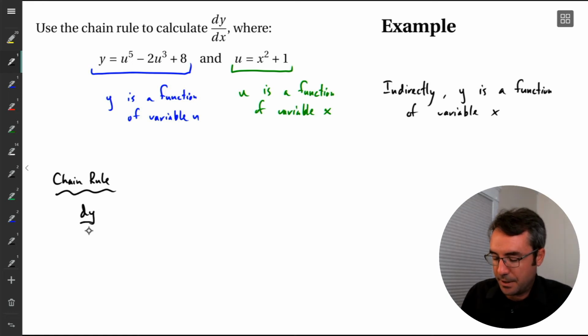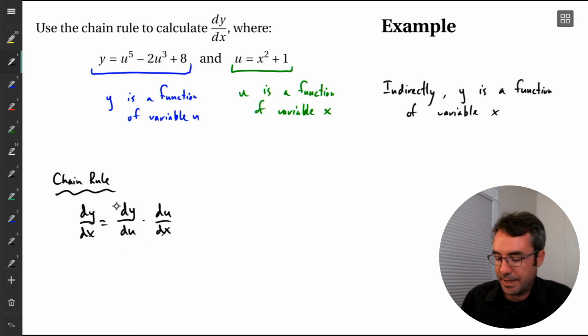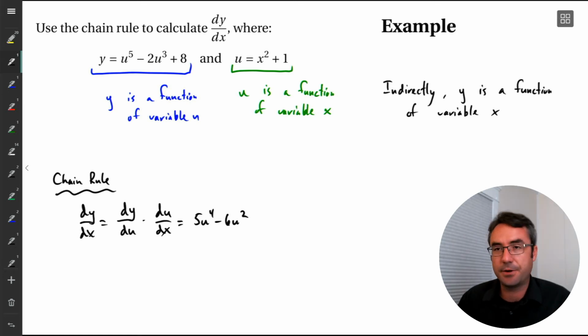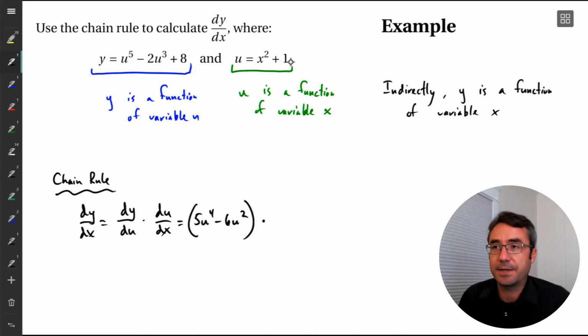So our chain rule says the derivative of y with respect to x is equal to the derivative of y with respect to u times the derivative of u with respect to x. All right, so let's calculate the derivative of y with respect to u. It's 5u to the power 4 minus 6u squared. Not too bad. And then let's multiply that by the derivative of u with respect to x. So we differentiate this, we get 2x, and then the derivative of 1 is 0.